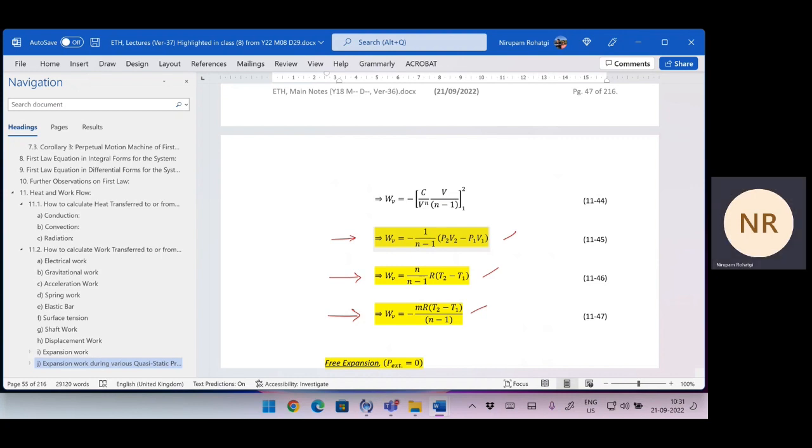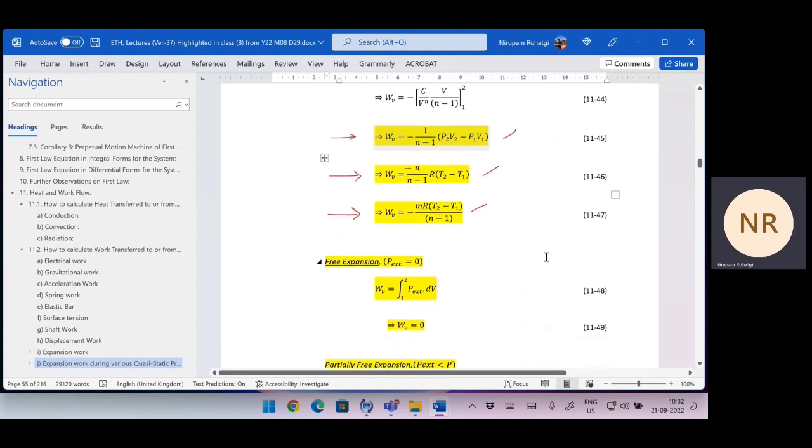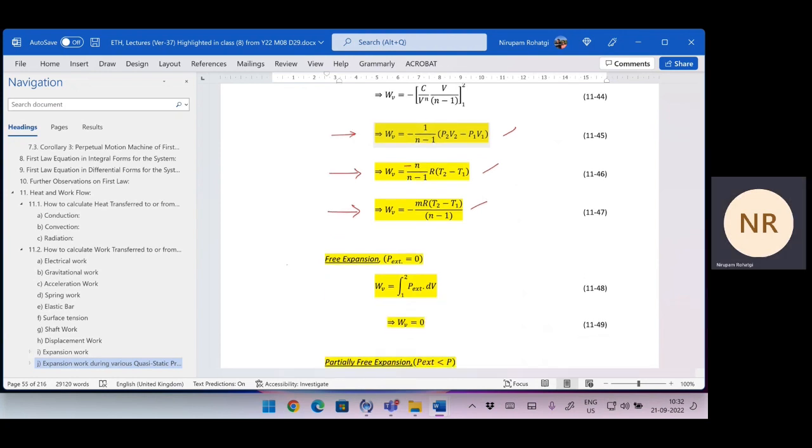हाँ नेगेटिव आना चाहिए. You are right. तो लगा देते हैं. And then if you have a free expansion, that we have already talked about, it will be equal to 0.